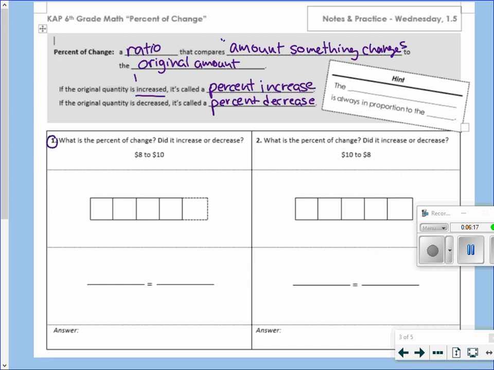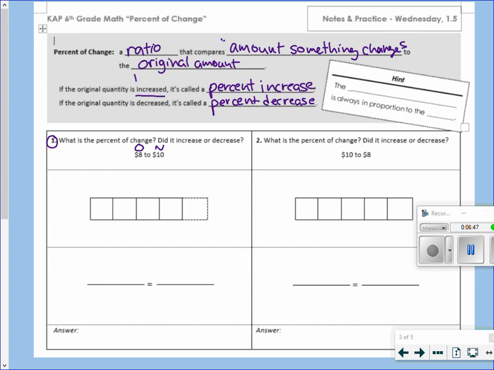Okay, so let's look at number one together. We'll come back to that hint, but let's look at an example together first. It wants to know what is the percent of change in this situation and did it increase or decrease? So it says we're going from $8 to $10. If I need to look at how much it changes, let's first start with which of those is the original amount, $8 or $10, class? 8 is the original, and then I like to label my $10 as my new, okay?